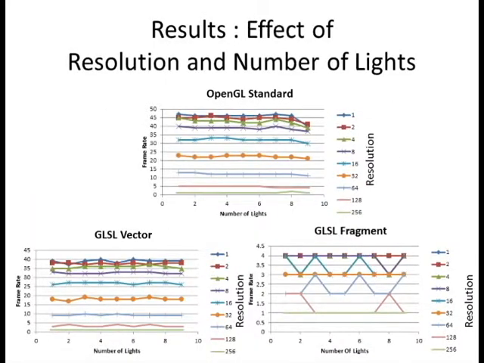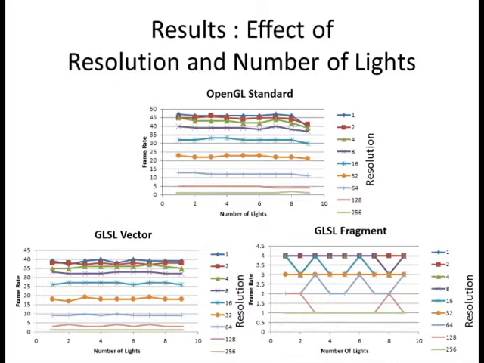Each figure is the FPS versus the number of lights for the corresponding mode. Each line represents the values at a constant resolution. It's not surprising to see that the higher resolution models have fewer frames per second. As you can see, the blue line at the top is the mode run with resolution 1, and the green line at the bottom is run with resolution 256. So you'd expect the high resolution ones to have fewer frames per second.